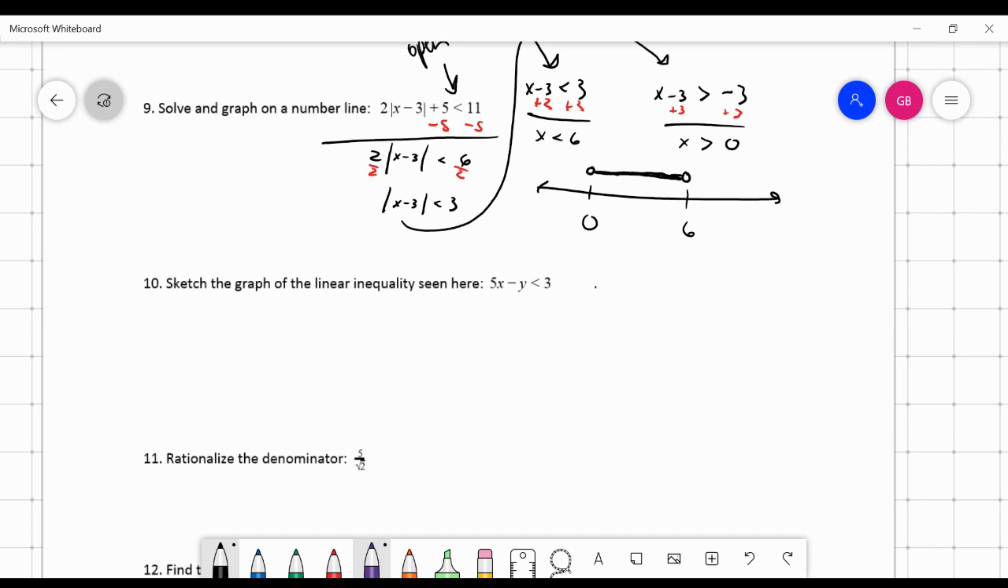Sketch the graph of the linear inequality seen here. Okay. So again, we're going to solve for y. So I'm going to subtract 5x from both sides. Remember to put the x in the front. And then I'm going to divide everything by -1. And remember, when you divide by a negative, you have to flip the inequality.